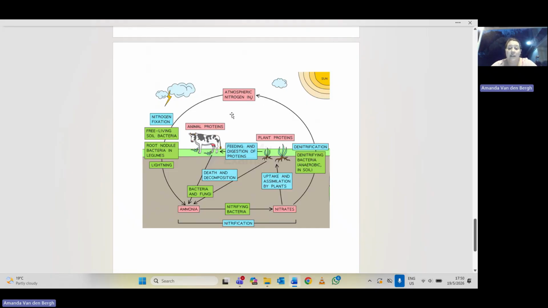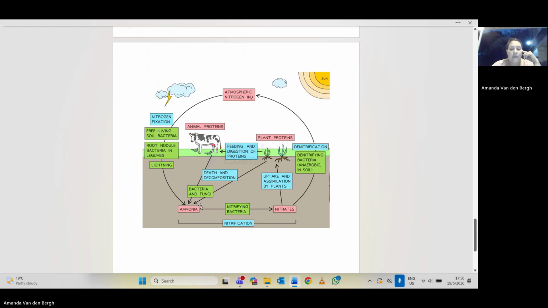So you've got atmospheric nitrogen over here, right? It gets fixed. That's the first stage. We're going this way. So it gets fixed. That can happen by bacteria. It can happen by legumes, which is a type of plant. And actually, it can happen by lightning, which is really interesting. So lightning in the air also turns the nitrogen into nitrates.